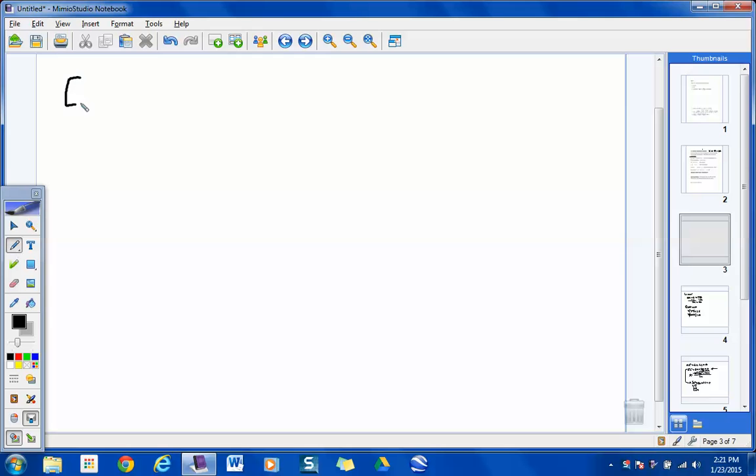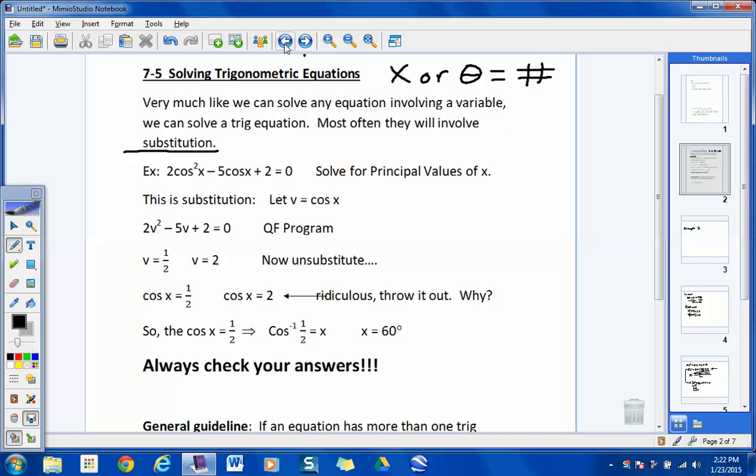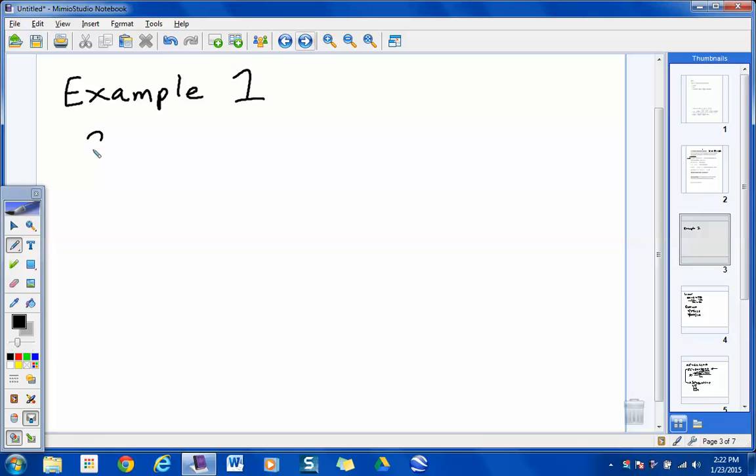So in this situation, your example 1, read the problem to me. You don't need to write it down because it's already there for you, but we'll walk our way through this. In example 1, what's that problem say? Let me see. Yeah, I read the wrong one, I'm sorry. Okay, I want to do this example right here. Somebody read that again to me. It's 2 cosine squared of x minus 5 cosine x plus 2 equals 0.